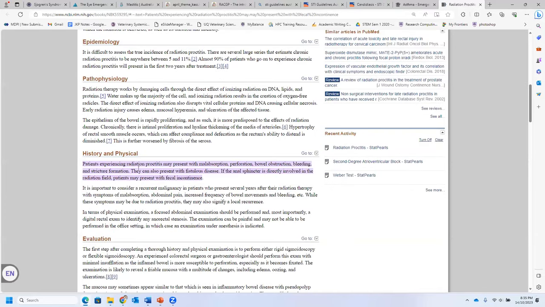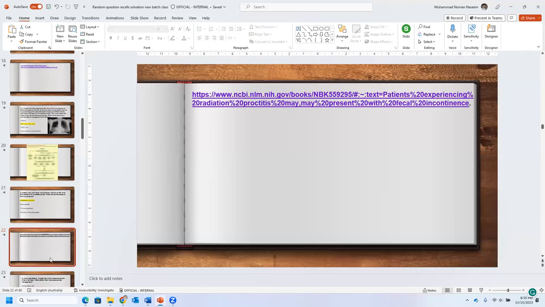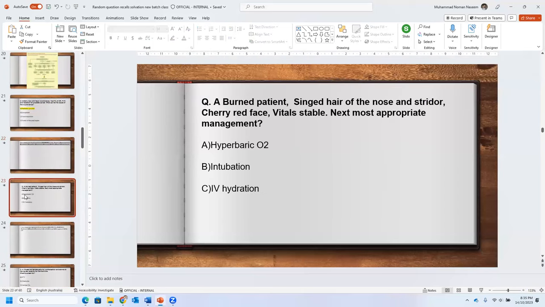All right. Patients experiencing radiation proctitis may present with malabsorption, perforation, bowel obstruction, bleeding, and stricture formation. They can also present with fistulous disease. If the anal sphincter is directly involved in the radiation field, the patient may present with fecal incontinence. Clear, guys? NCBI, these are also good sources of guidelines because they are evidence-based studies.